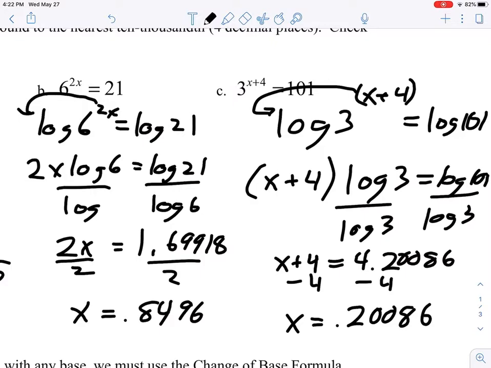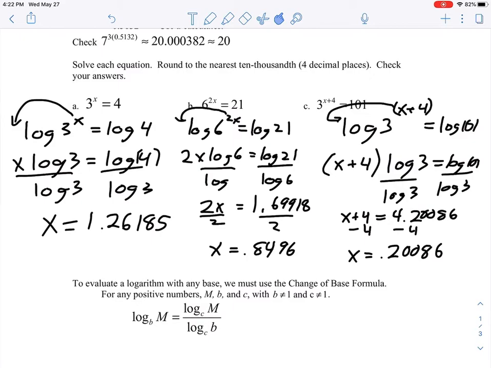0.20086. Okay, on tests or quizzes, our last test coming up next week, I think, maybe 2 weeks, we will round to 3 decimal spots. That's pretty typical. Okay, so that is one way to use logarithms to solve. Another way is going to involve the change of base formula, which we're going to look at right now.